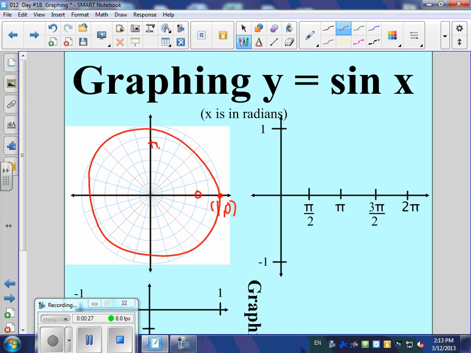At pi over 2, what is the coordinate? 0, 1. Excellent. Then we go to pi. What's the coordinate? Negative 1, 0. And then down here, it'll be 3 pi over 2. That's going to be 0, negative 1. So that's going to help me a little bit.